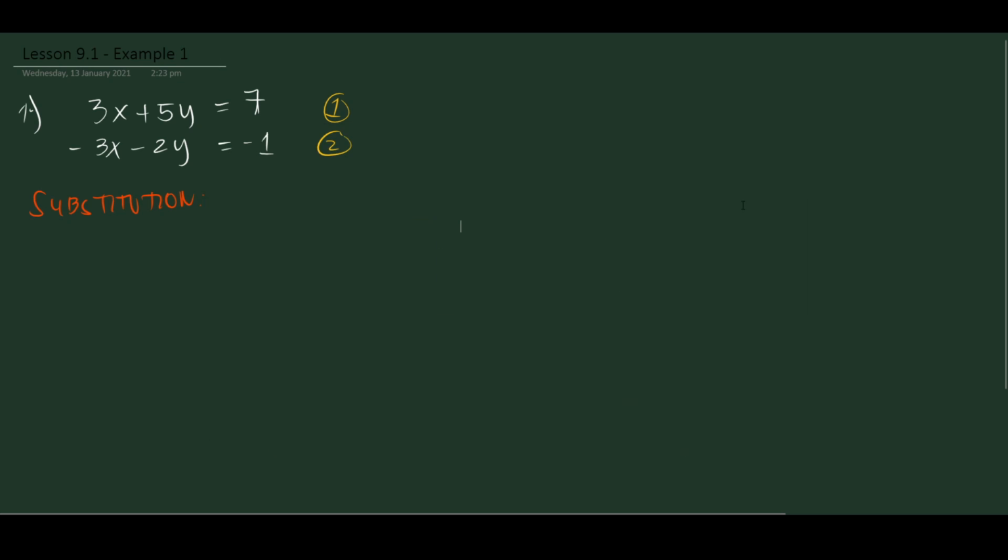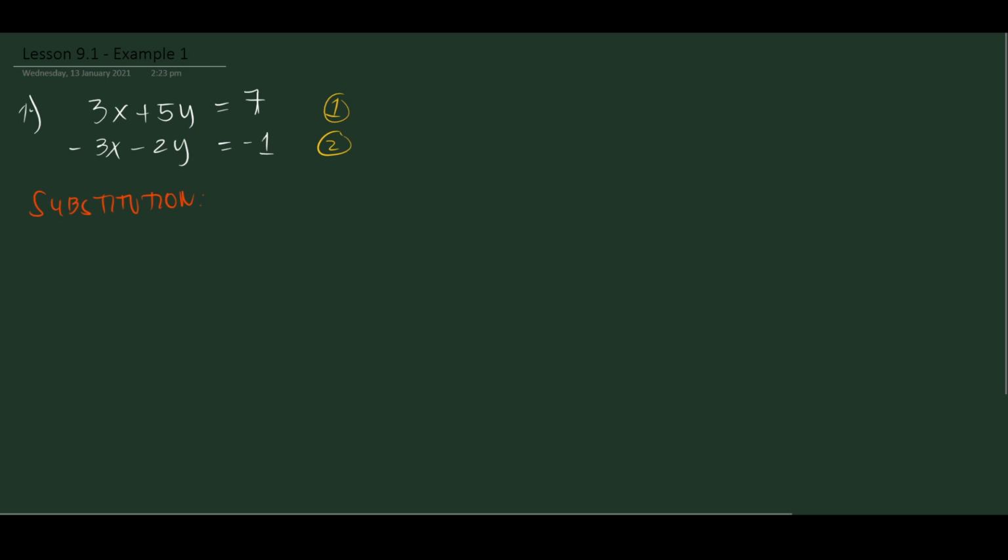Okay, hello everyone. Let us now solve this first example. We have two equations here: 3x plus 5y is equal to 7 and negative 3x minus 2y is equal to negative 1. Our objective here is to solve for x and y. First we're going to use the substitution method. Then we are going to check our results with the elimination method and finally use the graphical method.